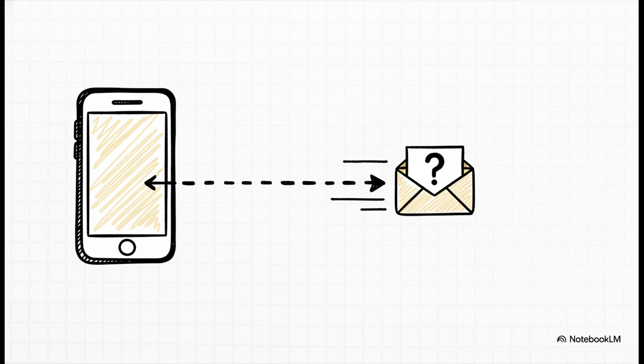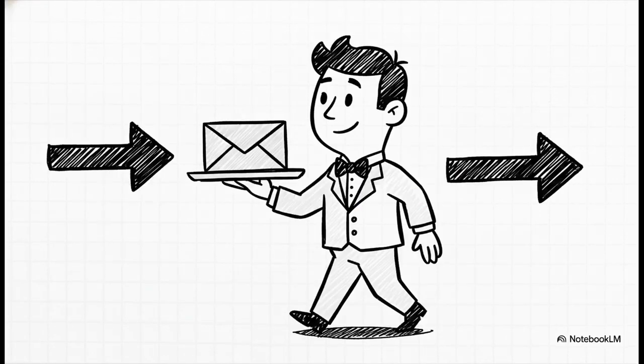So let's just walk through it. Your phone, the front end, needs to load your friend's latest photos. So it sends out a request, a little digital message. That message travels across the internet to a specific address where the API is waiting.